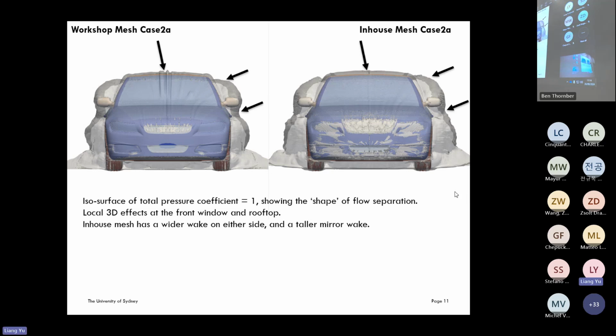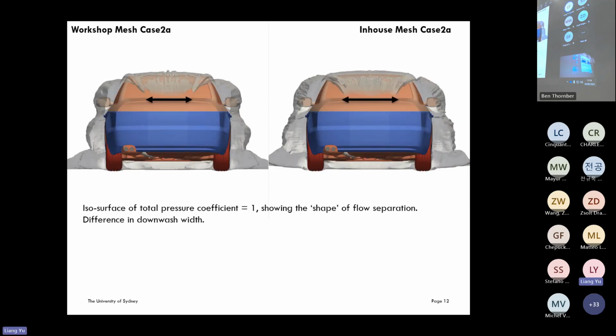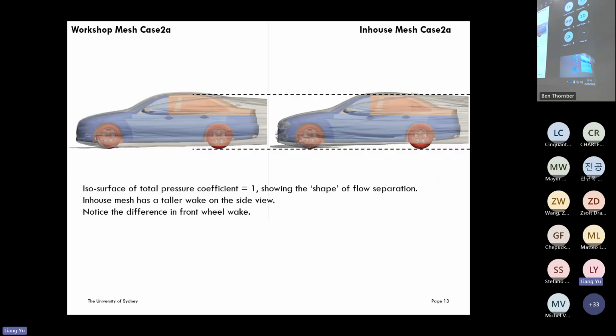And then if you look at it from the back, you can also see the downwash has different width, and in this case, the in-house mesh has a wider downwash. And then we look at it further, you can see the in-house mesh definitely has a taller wake, and the separation of the front wheel is different. And I think that's very likely due to the fact that my contact patch is closed. And let's have a look if that's true.